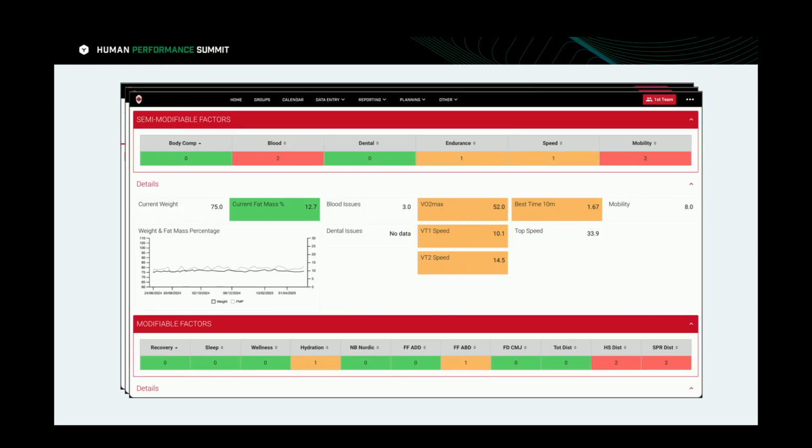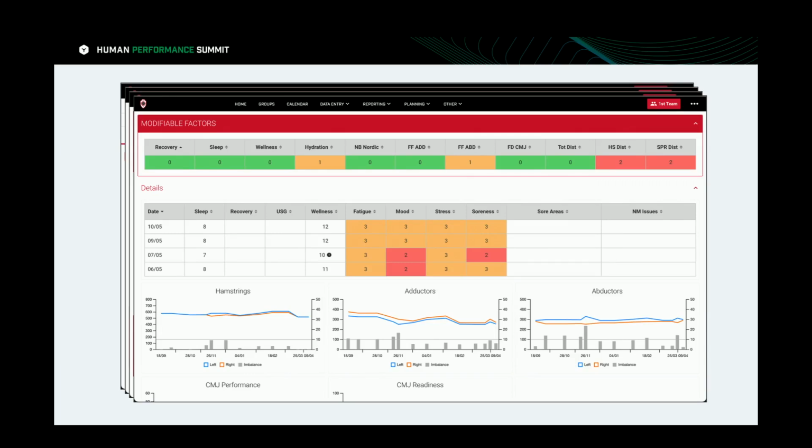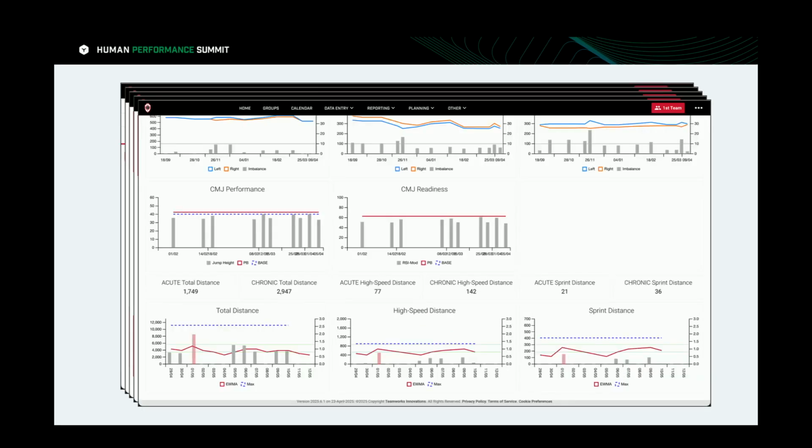With the details below, and then the same for the modifiable factors like the wellness questionnaire and sleep. With the trackers, you have data on the Nordboard, the force frame, counter movement jumps, and of course the GPS data. So there are some easy graphs available, so we can go through this dashboard pretty quickly for every player, and then we start the conversation.